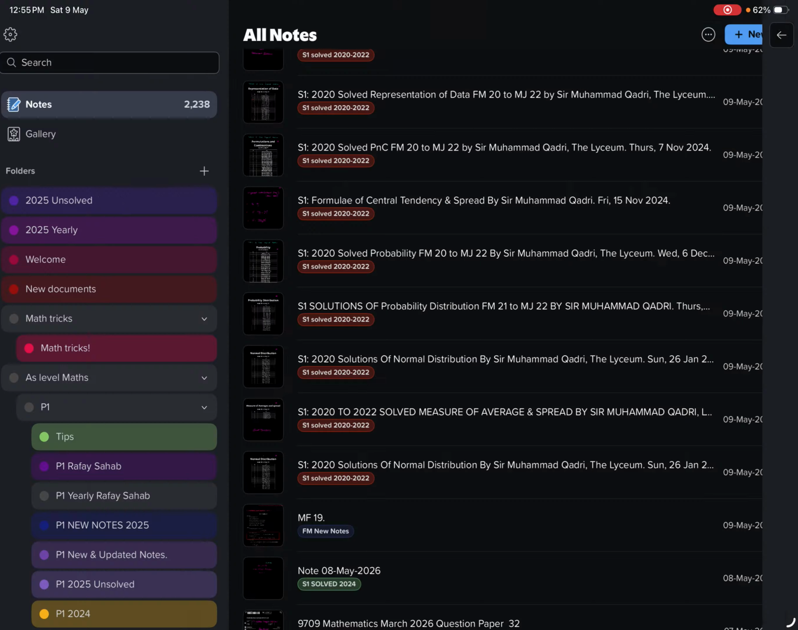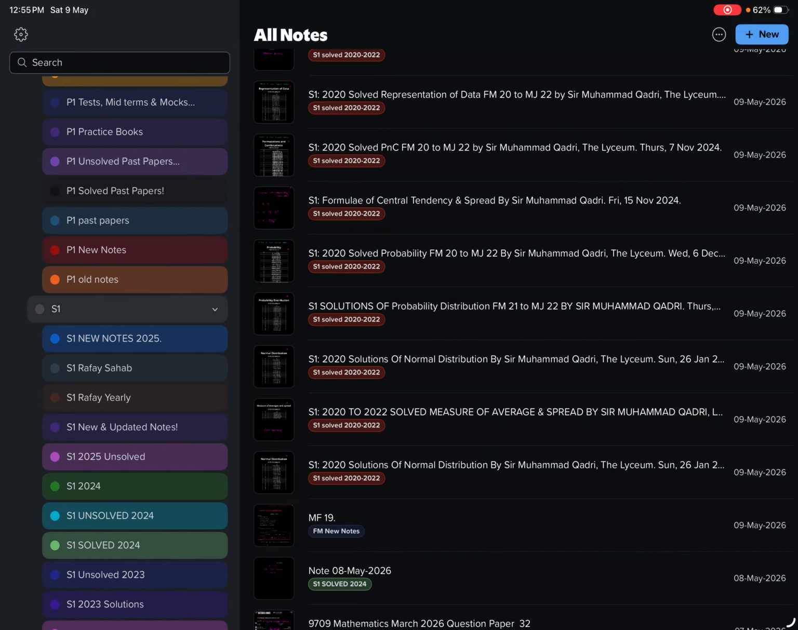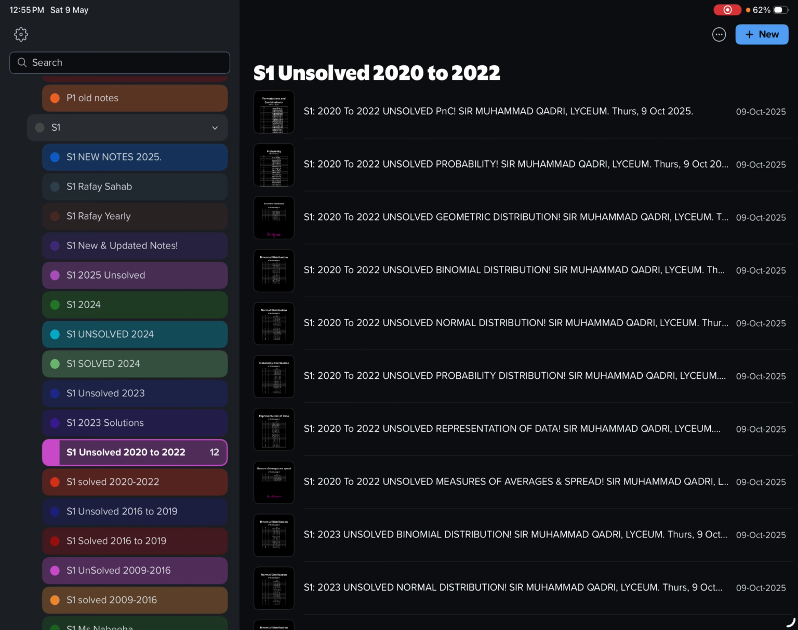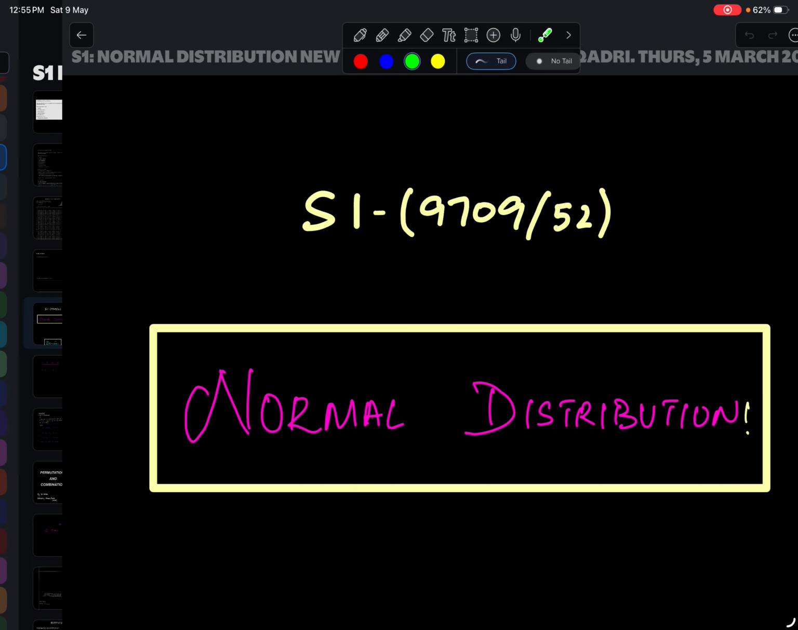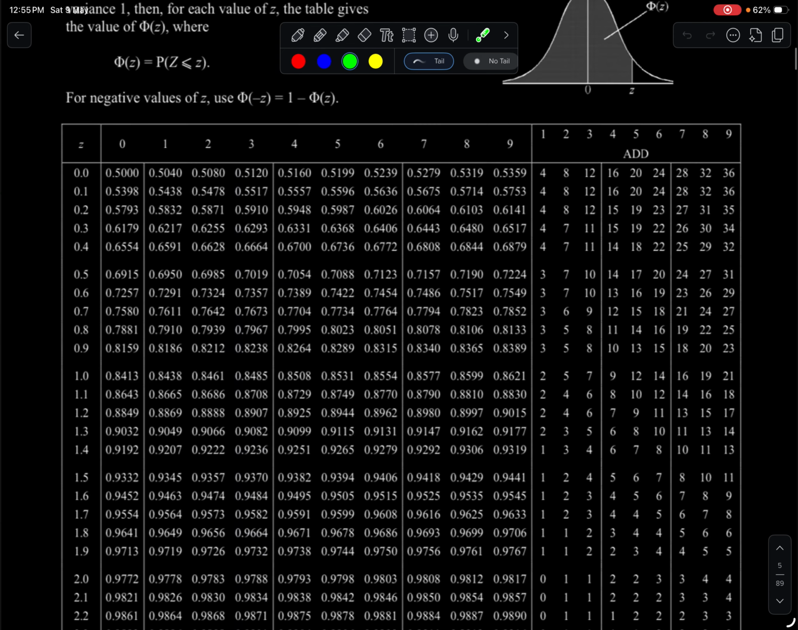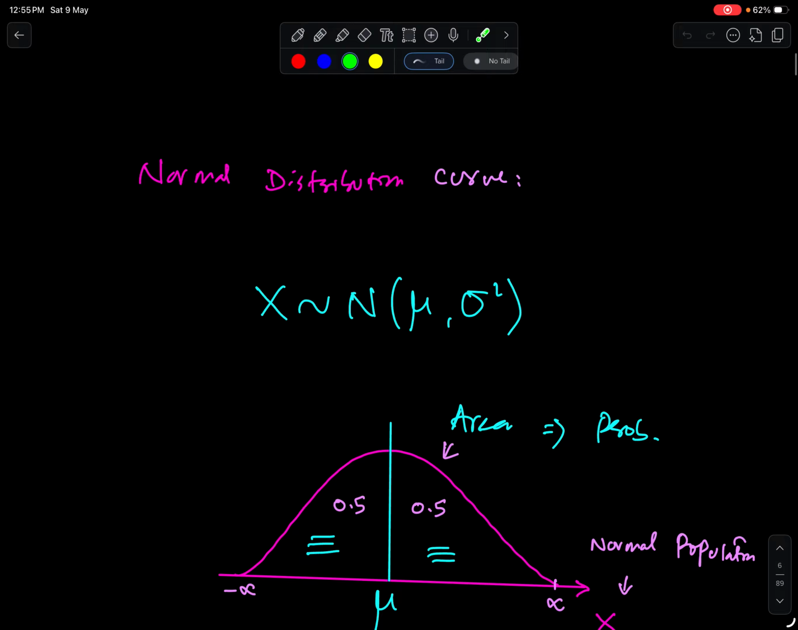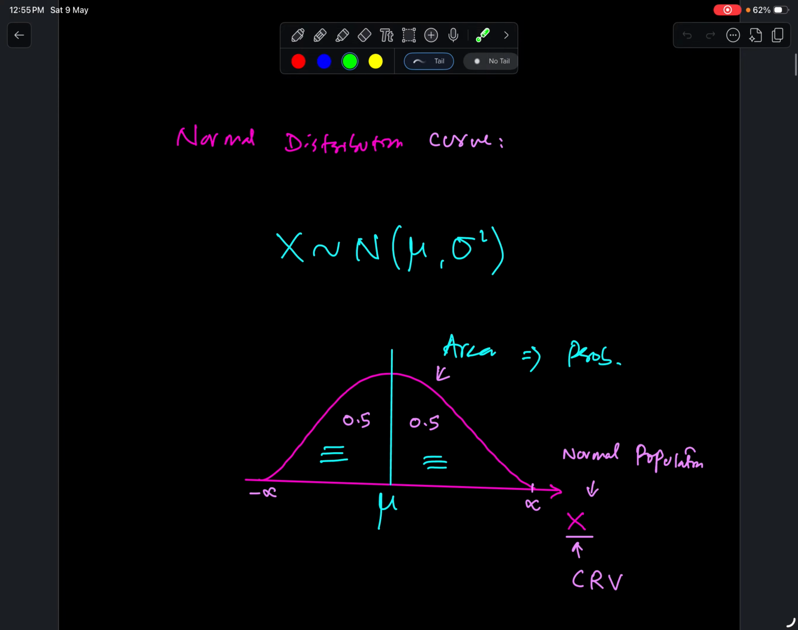Now the next chapter is normal distribution. For normal distribution, let me explain some important concepts first, and then I will go for these questions. This is the normal distribution table. I will let you know how to find phi and phi inverse from this. Please take a 1 minute break, then I will start normal distribution.